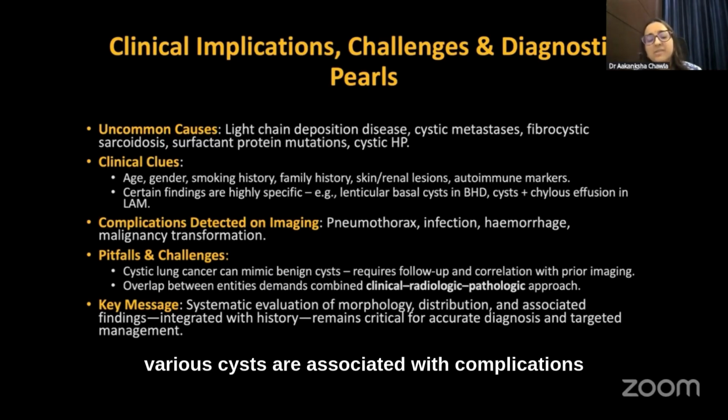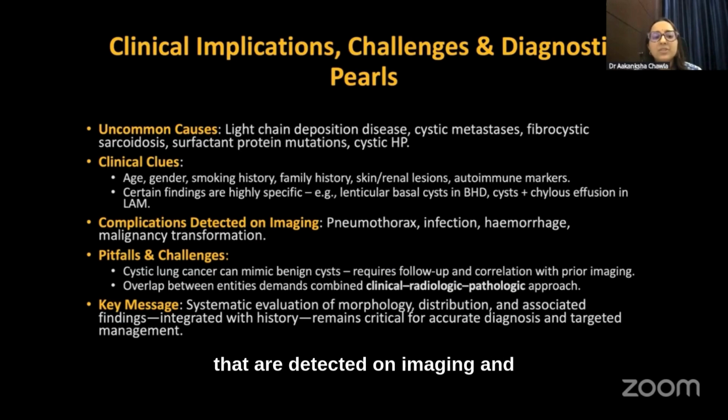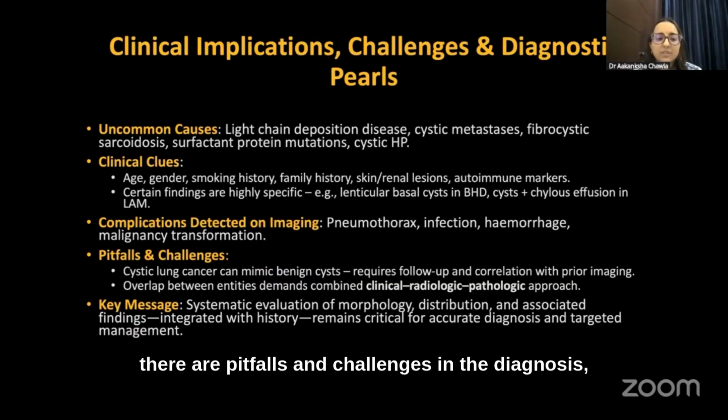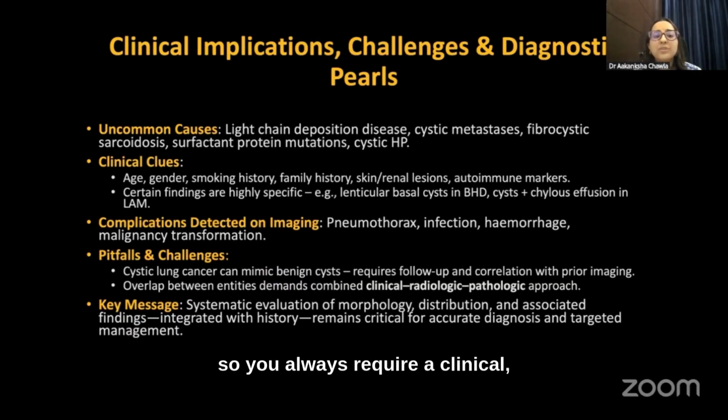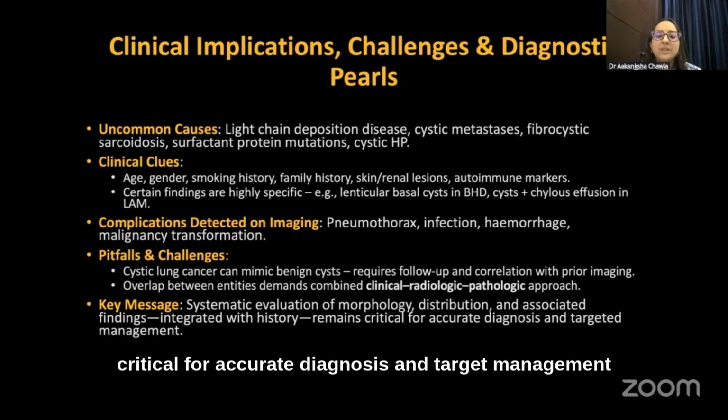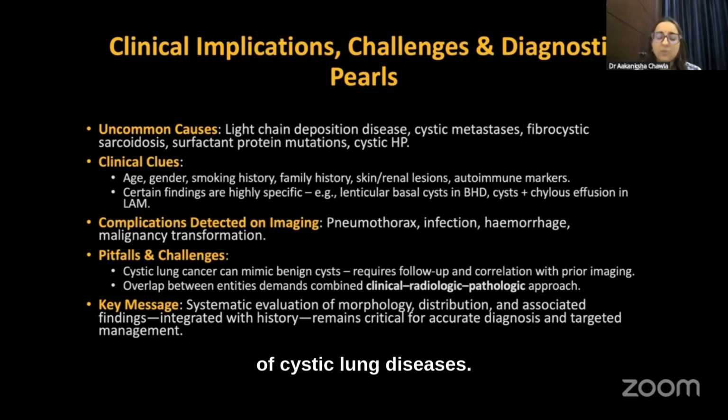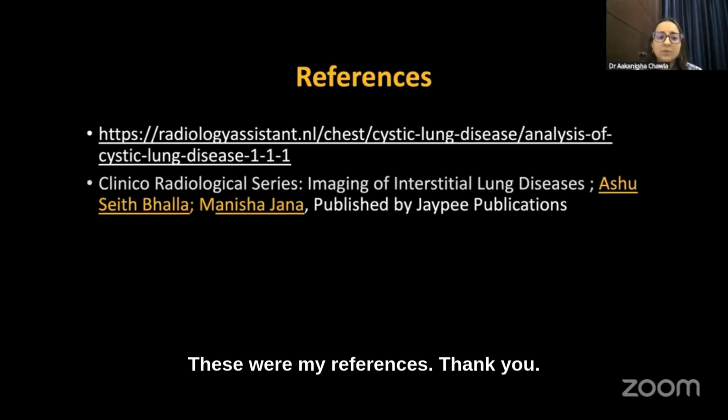These cysts are associated with complications that are detected on imaging. And there are pitfalls and challenges in the diagnosis, so you always require a clinical, radiological, and pathological approach. Systemic evaluation of morphology, distribution, and associated findings, integrated with history, remains critical for accurate diagnosis and targeted management of cystic lung diseases. These were my references.